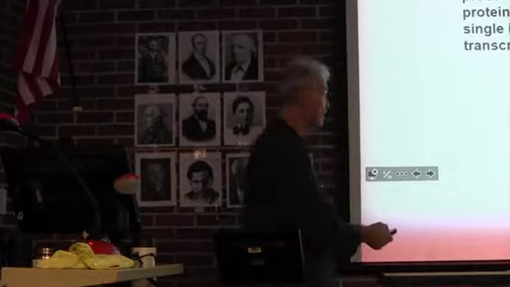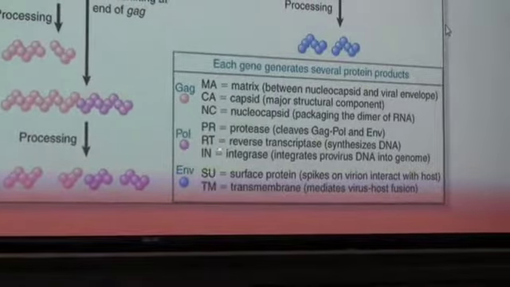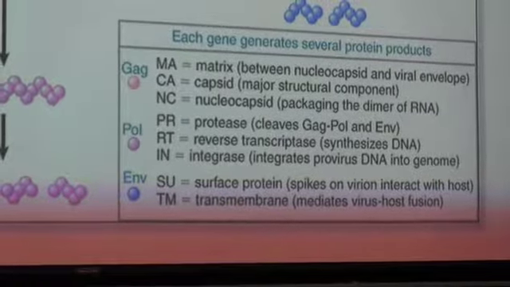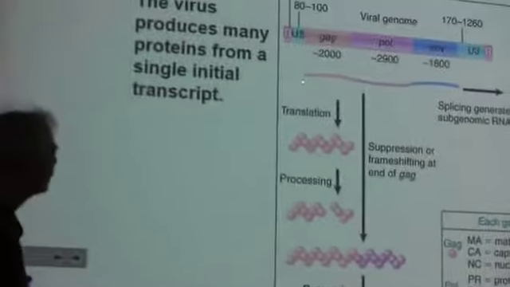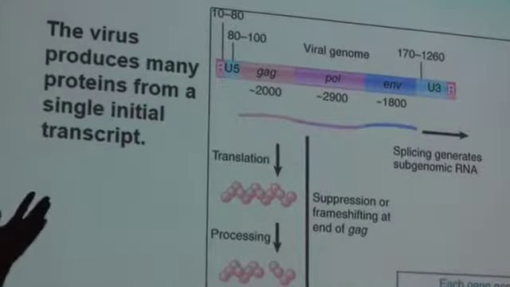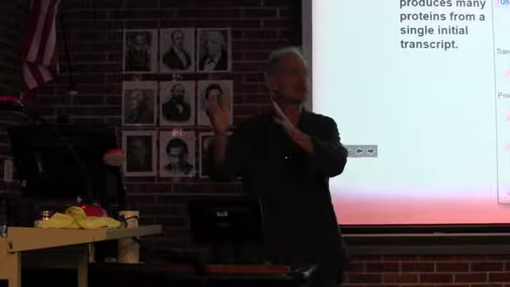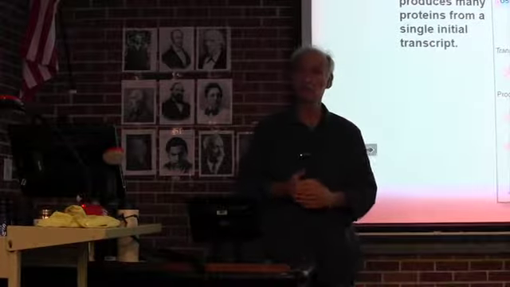Notice how many different proteins they are able to make. 1, 2, 3, 4, 5, 6, 7, 8 proteins, and they only have one transcript. Already, this is crazy talk, right? How can you encode 8 proteins in a eukaryote when there's no such thing as a polycistronic message? How in the world do you do it?